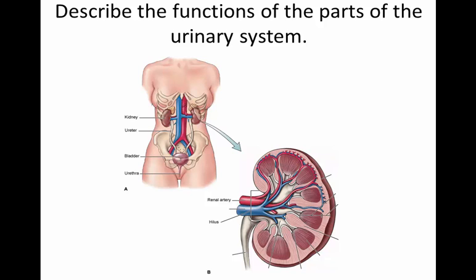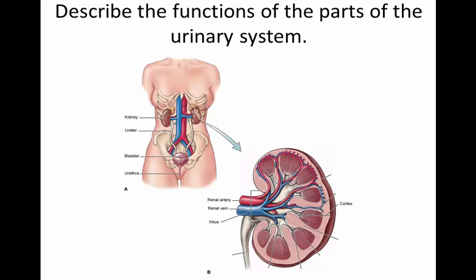Here we have the renal artery, bringing oxygenated blood into the kidney. Here we have the renal vein, bringing deoxygenated blood out of the kidney. Ultimately, though, the kidney is responsible for filtration, so the renal artery is bringing in wastes. And then the renal vein is, if you will, the cleaned out blood that leaves the kidneys.